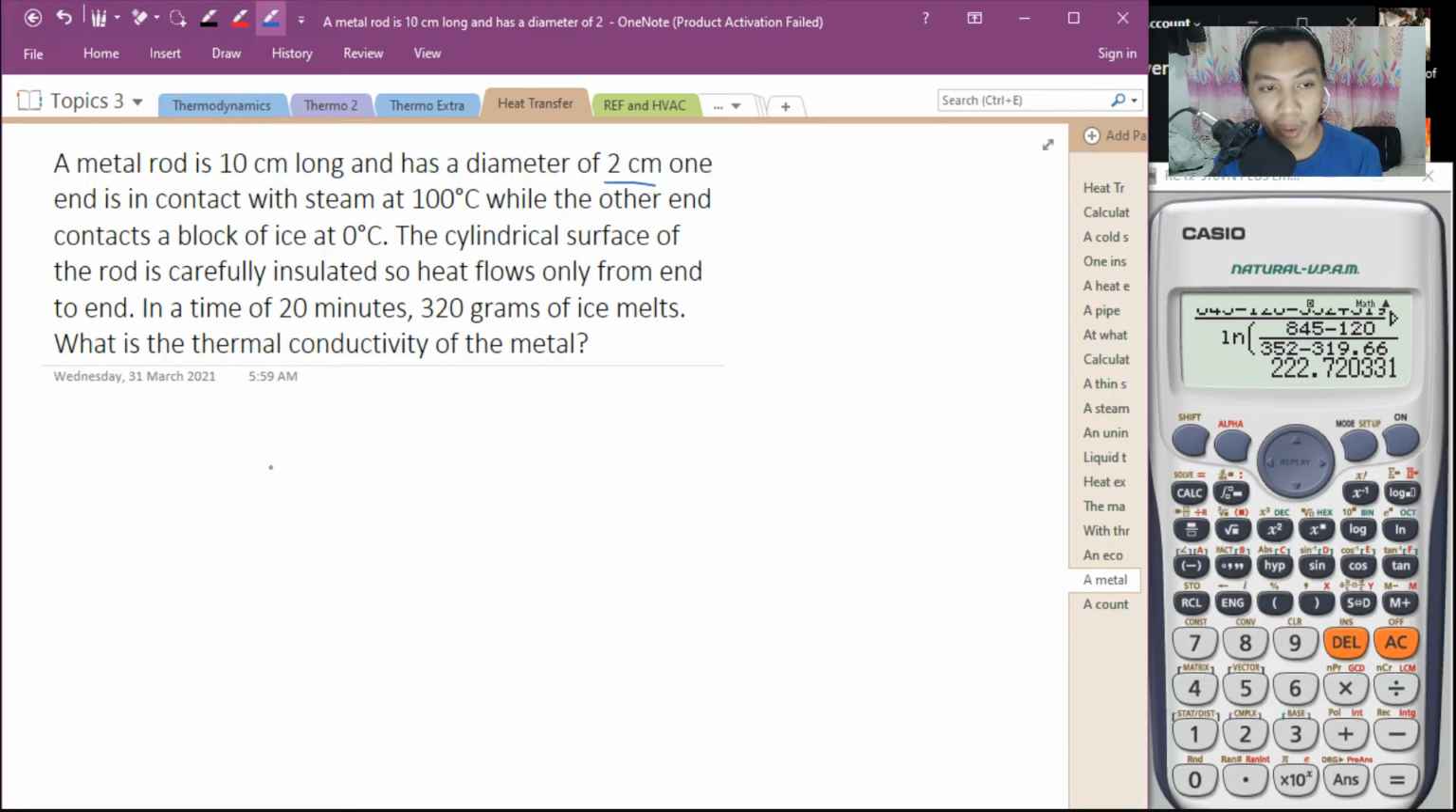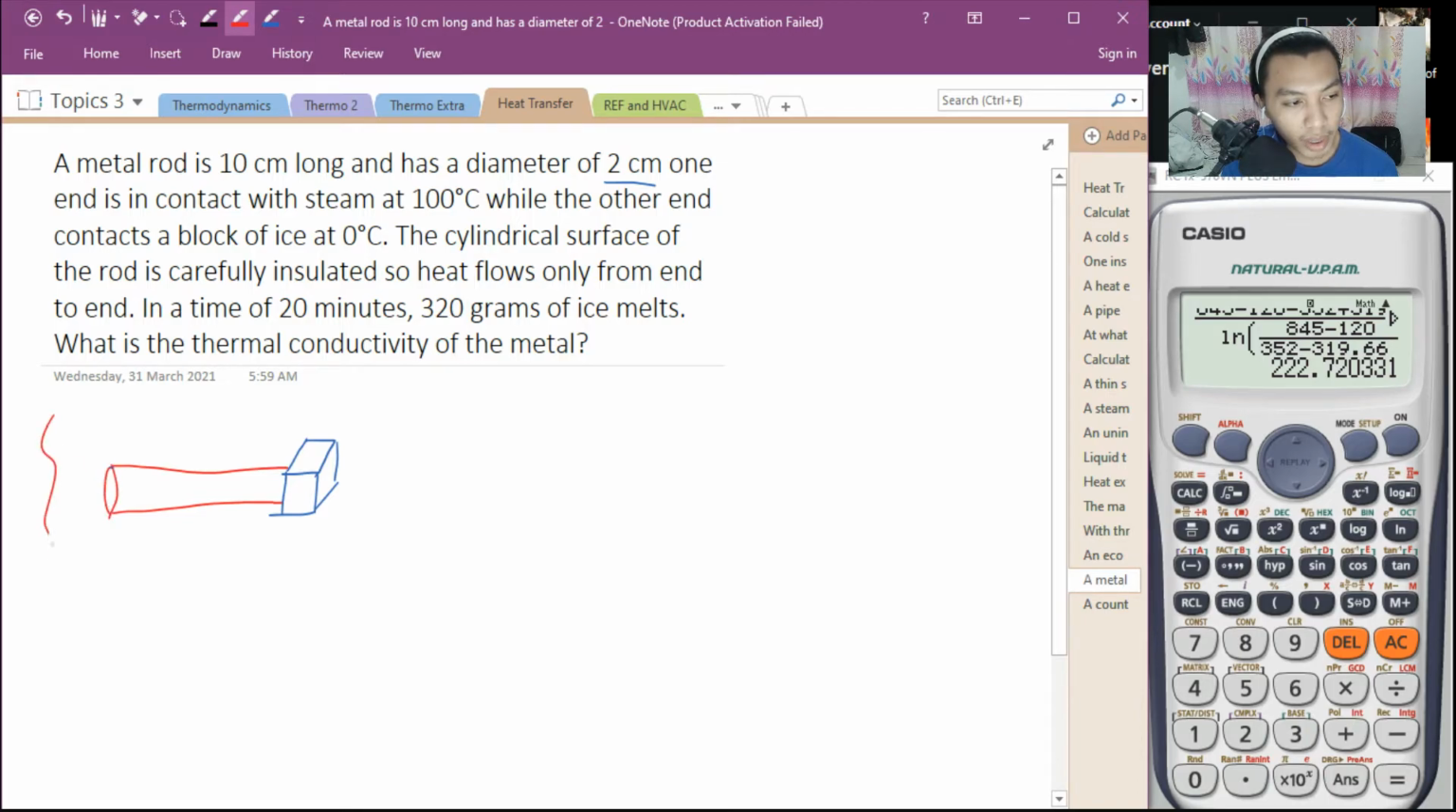In a time of 20 minutes, 320 grams of ice melts. What is the thermal conductivity of the metal? So, this is a special case. The ice melts. This means your block of ice, after coming in contact with the hot rod, this is your rod, and this is the steam. The heat goes this way, so your ice will become water after some time.